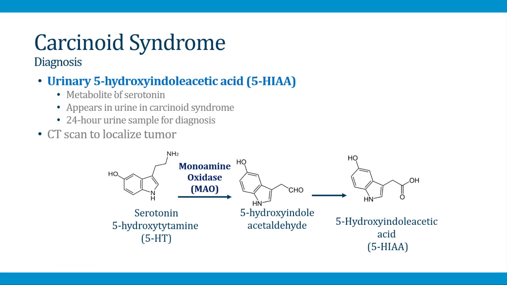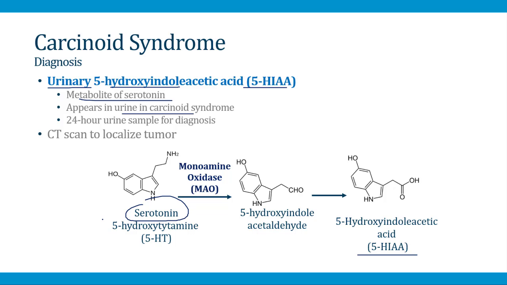If a patient has symptoms like flushing and diarrhea and you think that the patient may have the carcinoid syndrome, to make the diagnosis you need to measure the urinary level of 5-HIAA, which is 5-hydroxyindoleacetic acid. This is a metabolite of serotonin that appears in the urine in patients with the carcinoid syndrome. If you look at the bottom of the screen, serotonin is metabolized by monoamine oxidase into 5-HIAA.